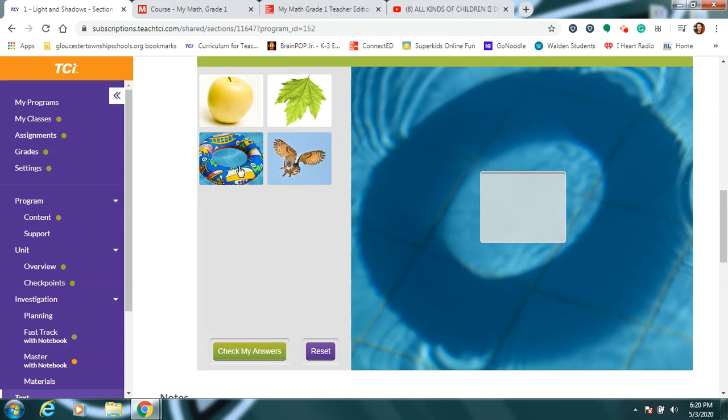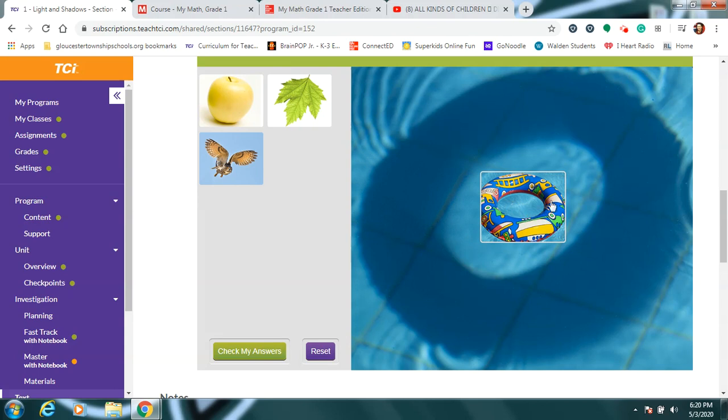So let's say we think maybe it's the pool float. It's round, and it has this open space in the center that is letting some light pass through, and that's why we don't have a shadow in the middle. Think we're right? Yep, that's the right one.